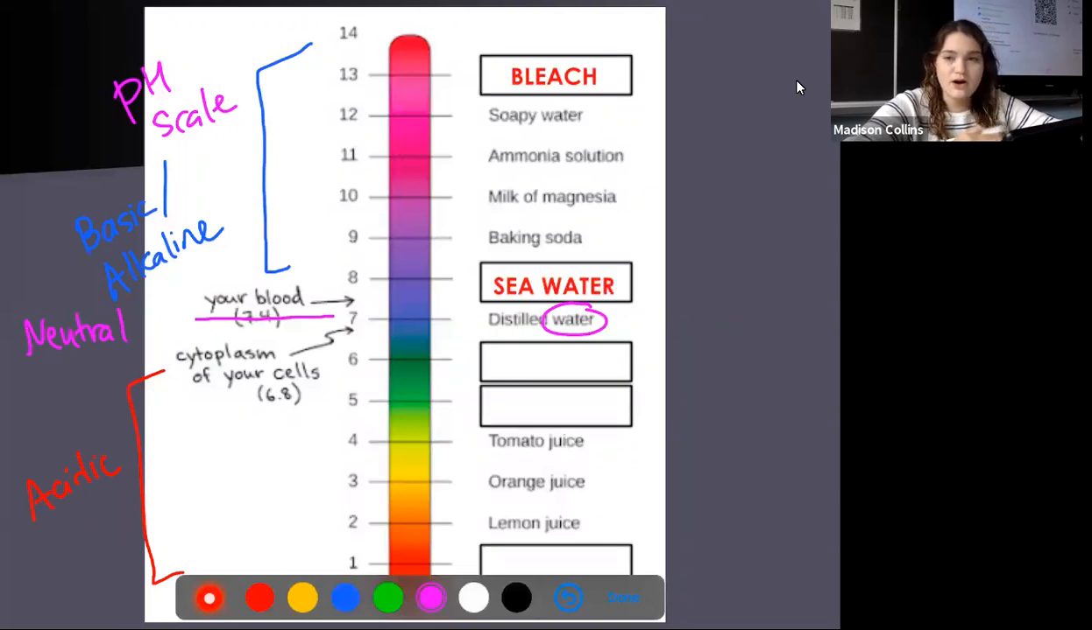Next up, seawater is going to have a pH of 8. So remember we said that water is neutral, but seawater, because it has some salt in it, has a slightly higher pH. So it is still relatively basic or alkaline, but it is closer to neutral ground.